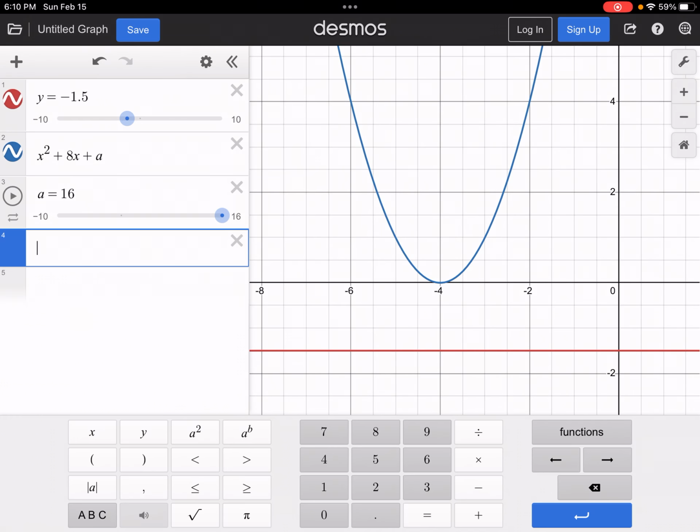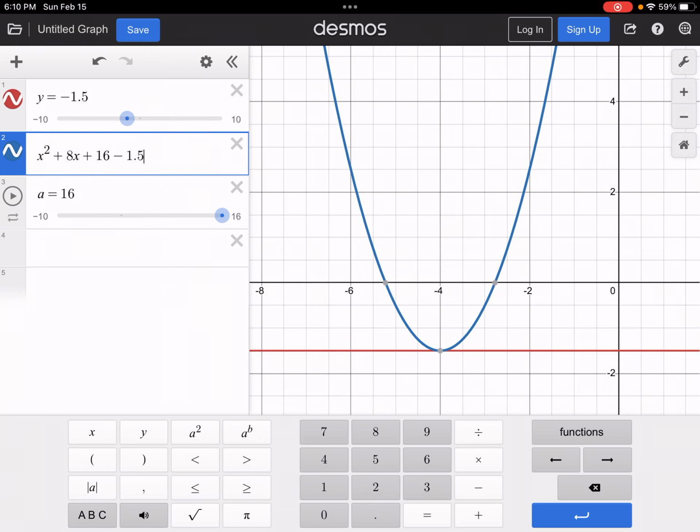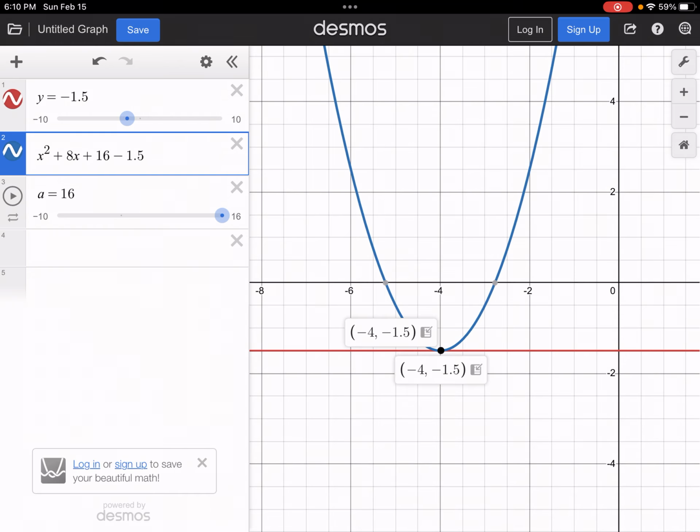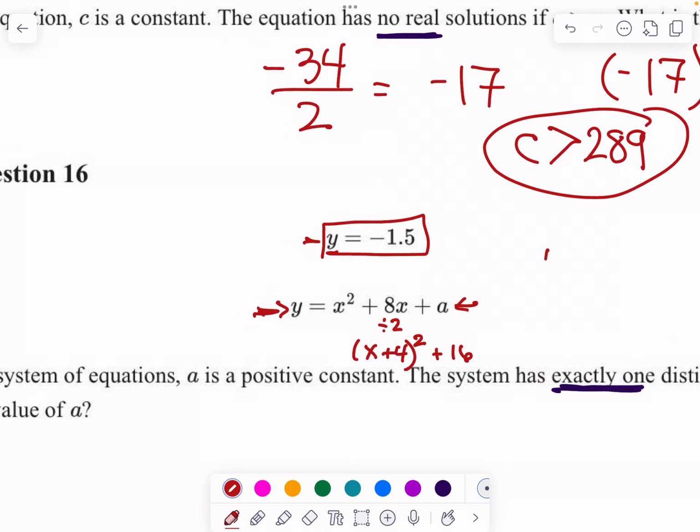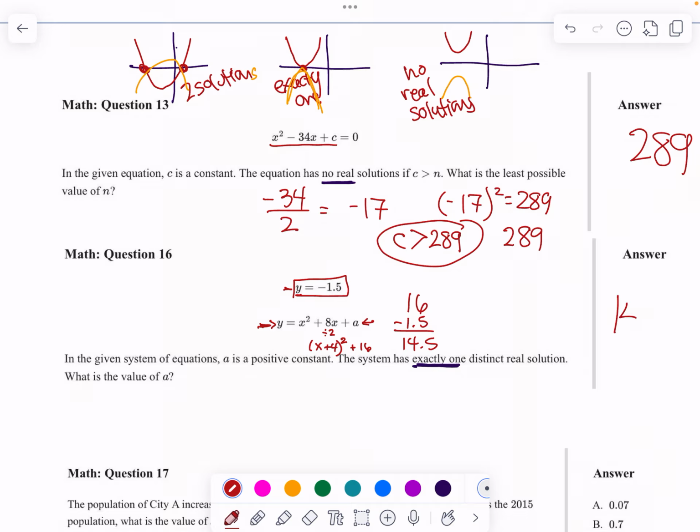So let's just check. I'm going to replace the A with 16 minus 1.5. Ha! And it crosses exactly. Boom, just like that. So 16 minus 1.5 is going to be our answer, which would be 14.5. So exactly one solution would be 14.5. So it would be x squared plus 8x plus 14.5, because 14.5 is 16 minus 1.5.